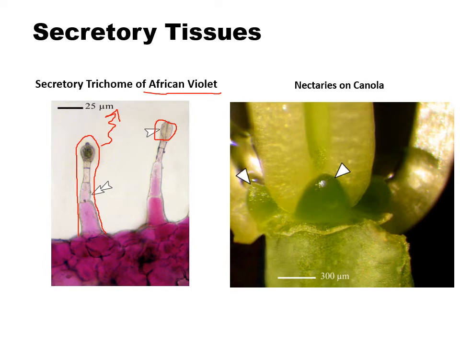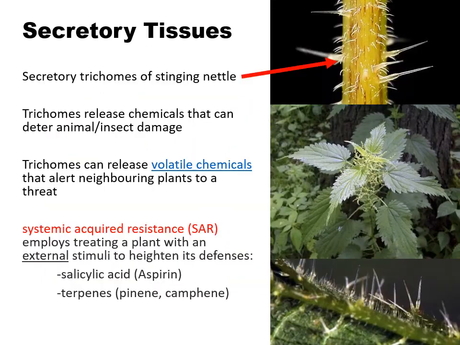This is a close-up of a nectary on a canola plant. So this is kind of wet with sugar, and the insect will come down and suck up the sugars from it. So looking at secretory tissues, unlike African violets, this is stinging nettles, right? So you can see there's a trichome, and it's got this bag. The whole thing's full of a liquid that is very irritating if you've ever run into stinging nettles, which are becoming more common in Ontario.